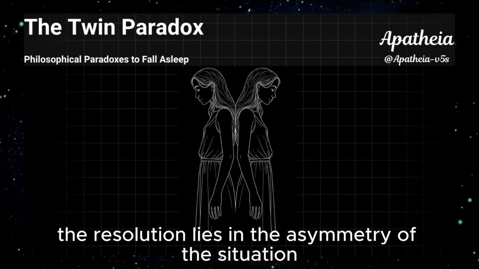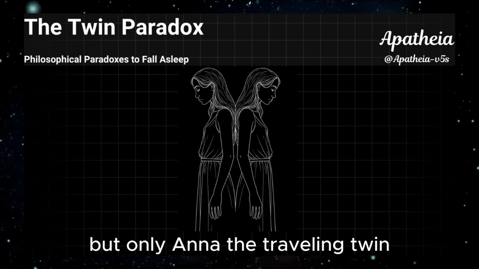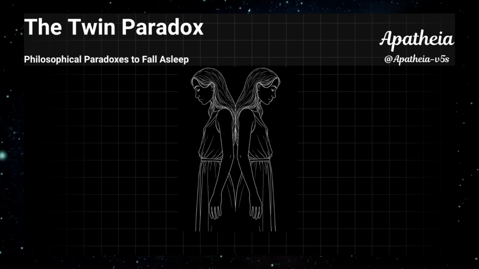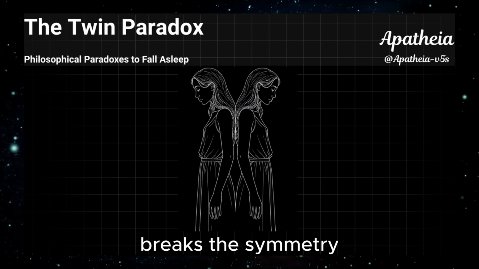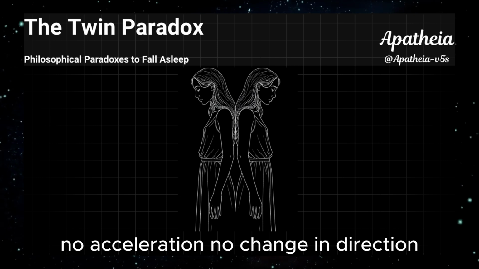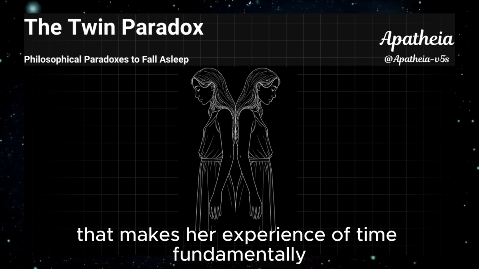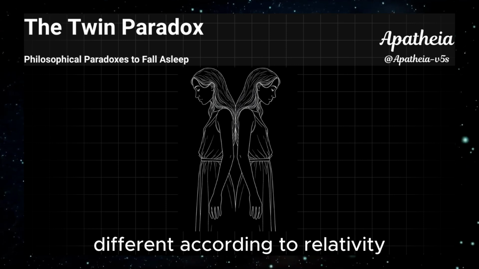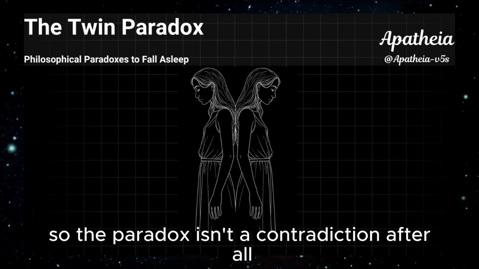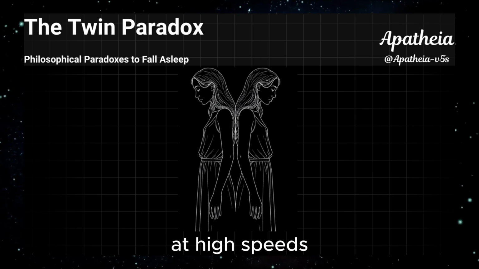The resolution lies in the asymmetry of the situation. Yes, both twins can view the other as moving, but only Anna, the traveling twin, experiences acceleration. She has to turn her ship around at some point and return to Earth. That moment, when Anna changes direction, breaks the symmetry. Zoe stays in the same inertial frame. No acceleration, no change in direction. Anna doesn't. She leaves, speeds up, turns around, and comes back. That makes her experience of time fundamentally different. According to relativity, that's enough to cause the age gap. So the paradox isn't a contradiction after all. It only seems like one because our everyday intuition doesn't prepare us for how weird time becomes at high speeds.